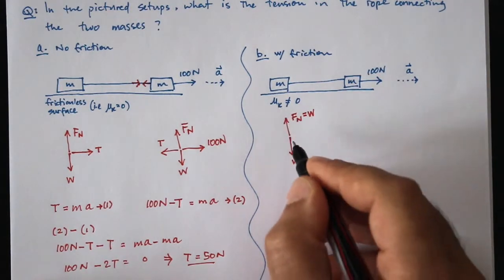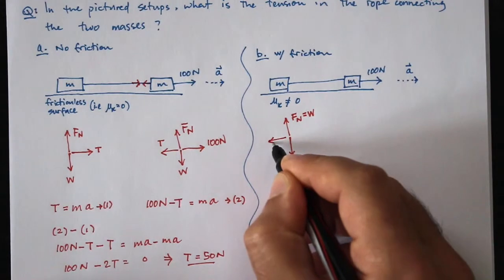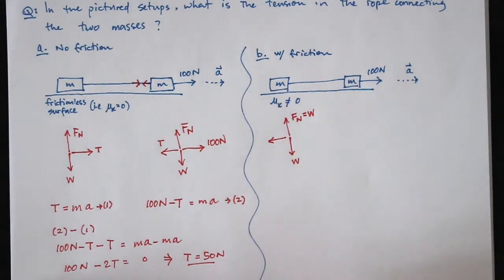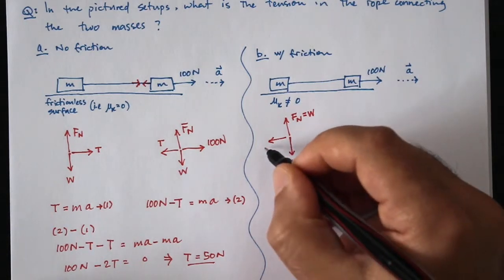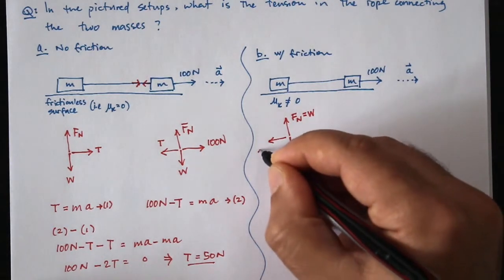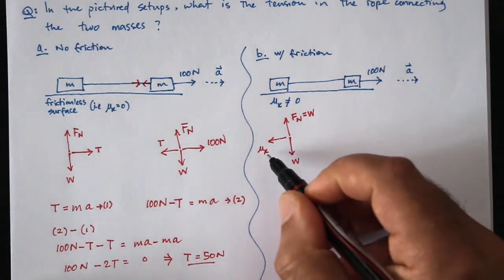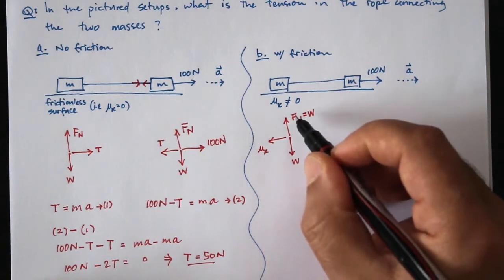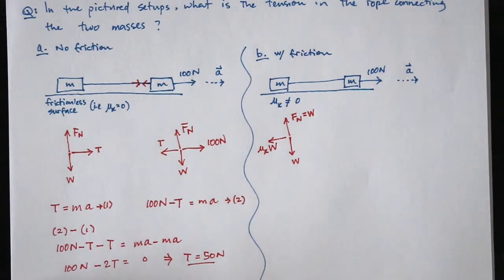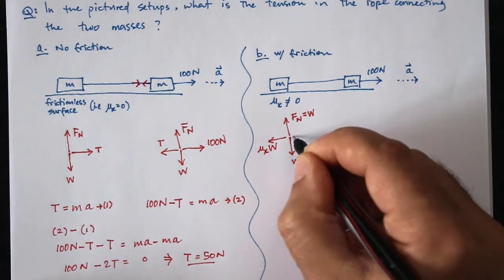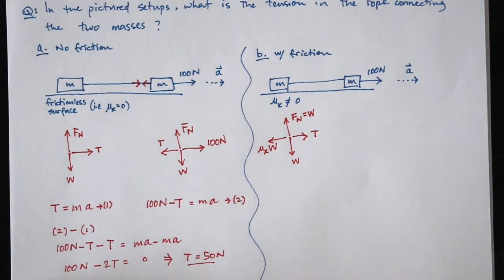However, the surface is also going to respond with a friction force. In this case, because mu k, the coefficient of kinetic friction, is non-zero, the friction force is going to be equal to this coefficient multiplied by the normal force, which in this case is equal to W. So I'm just going to write it this way. And of course, there's the tension in the rope.